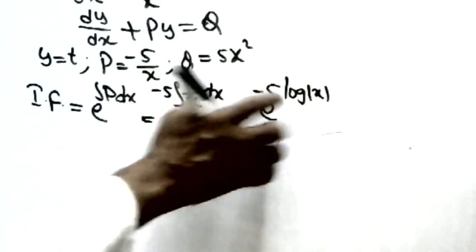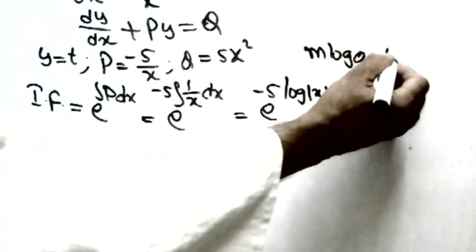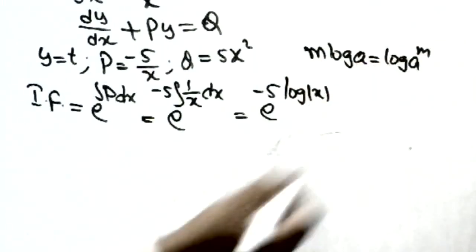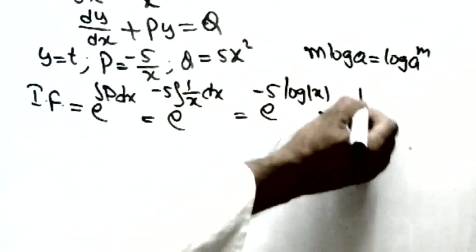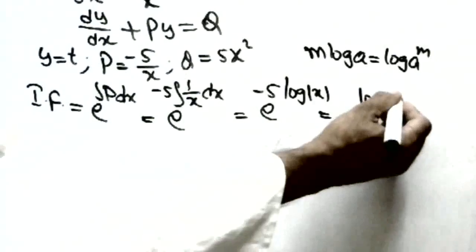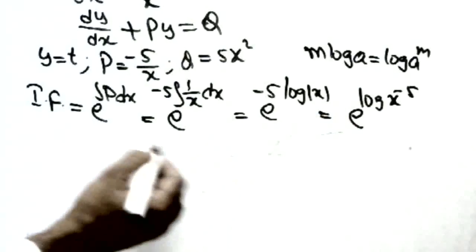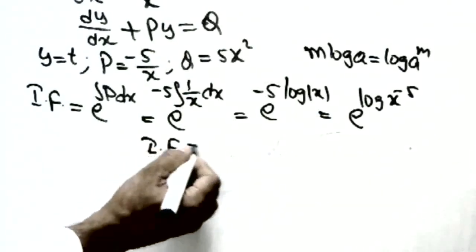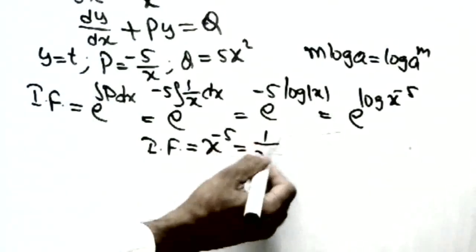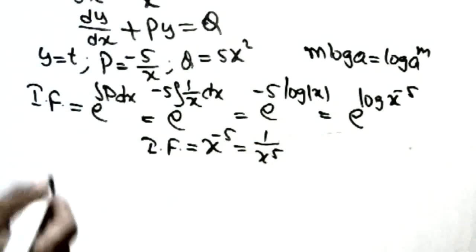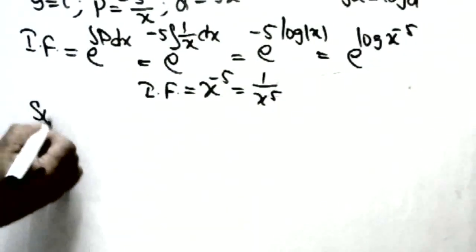Now see here, e and log will get cancelled, but we have to take out this minus 5. There is a formula: m log a we can write as log a power m. So take out this minus 5, it will be e to the power of log of x power minus 5. Now e and log will get cancelled. This is the formula. So what is left here? Integral factor equals x power minus 5, or we can write it like this, 1 by x power 5.